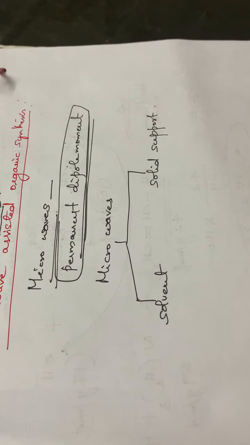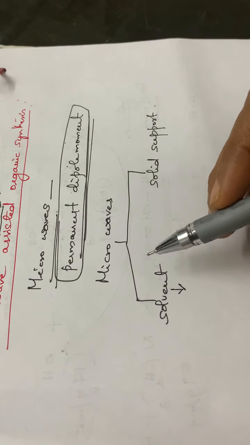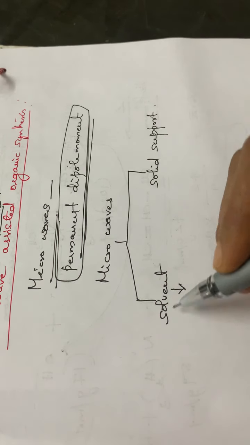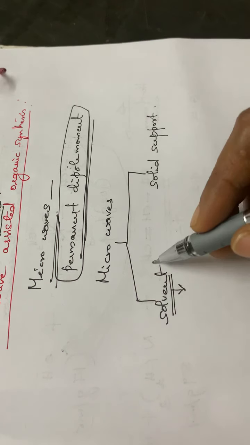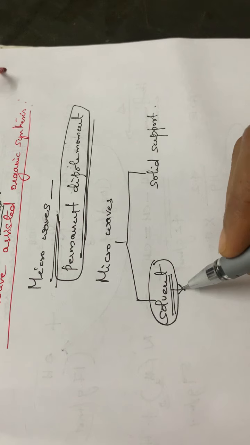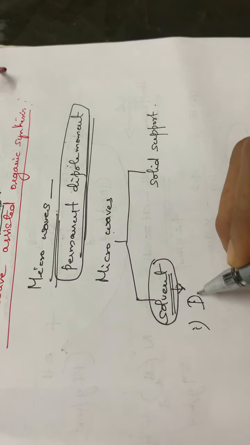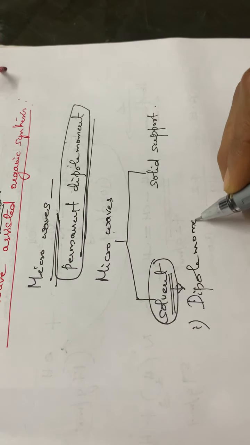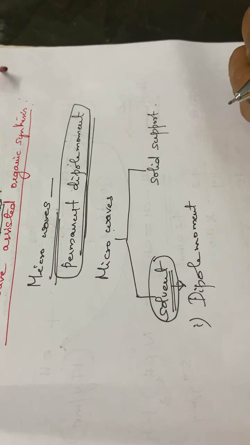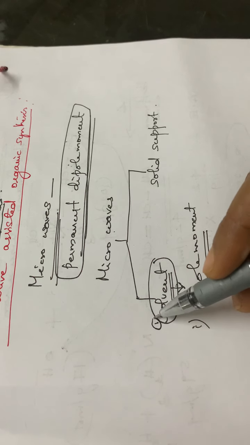And also, while we are using a solvent for a reaction to take place using microwaves, some characteristics should be there for this particular solvent. The first characteristic property is that the solvent should have a permanent dipole moment, or it should be somewhat polar in nature. Only if the solvent has a dipole moment can it absorb microwave radiation. Otherwise, the solvent cannot absorb microwave radiation. So the first important characteristic for a solvent to be microwave active is that it should have a permanent dipole moment.